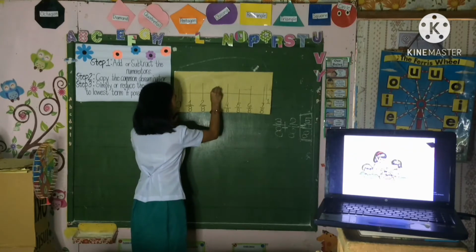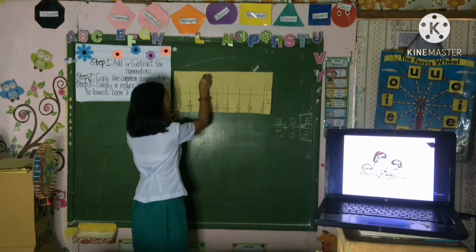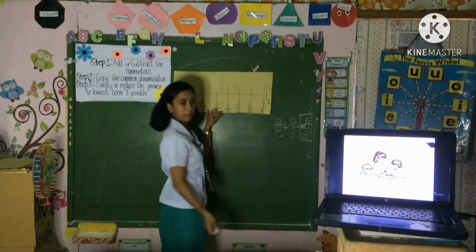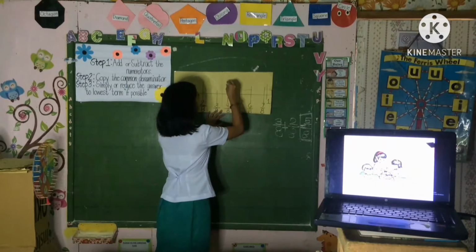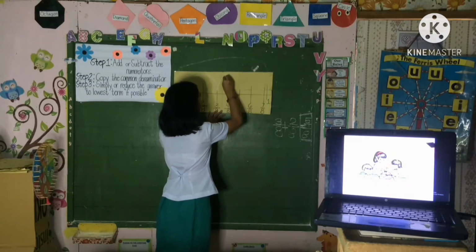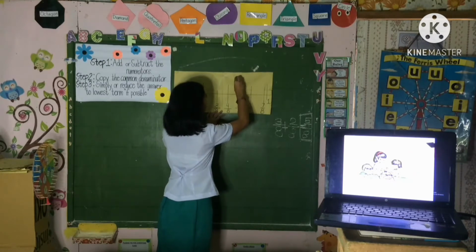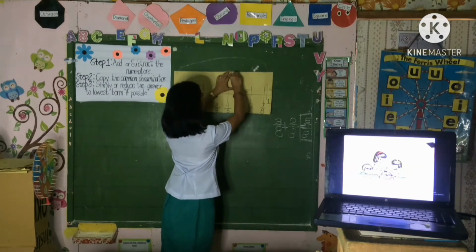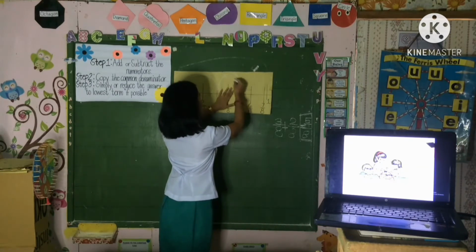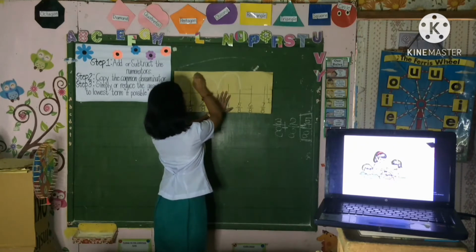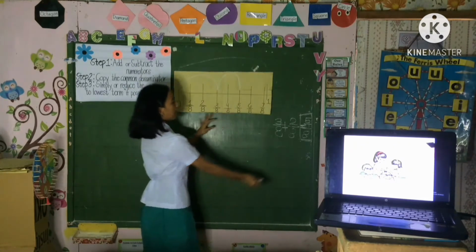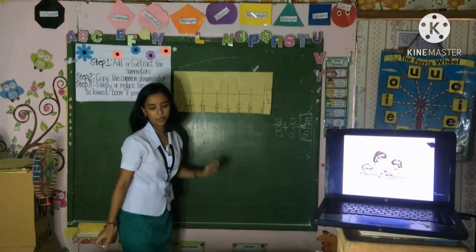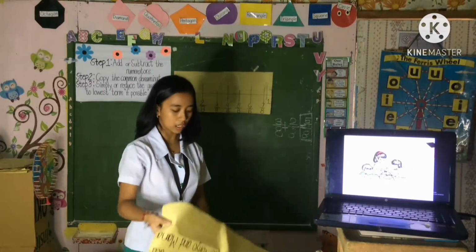And next, Maria ate 2 over 8 of buko pie. So we will point it again. Therefore, the sum of what Maria and Tonyo ate of the buko pie is 5 over 8. So it is the same as in number 9. Okay.